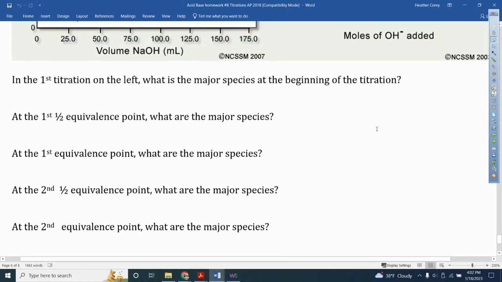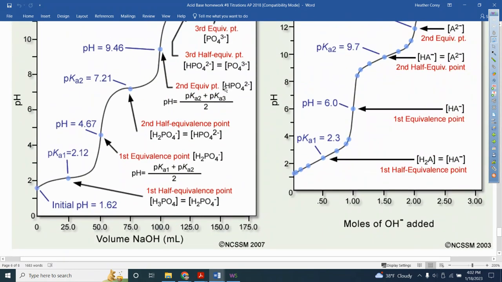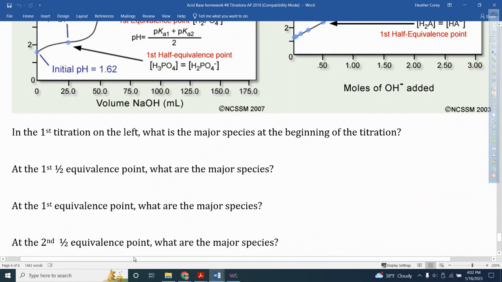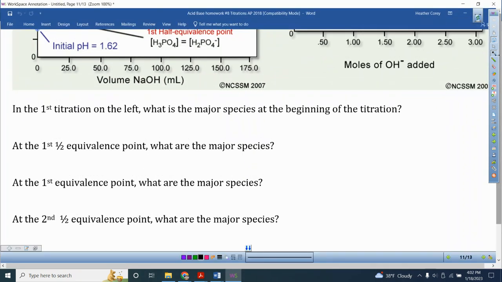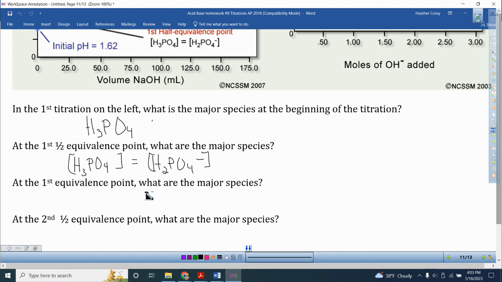Okay, so you should be able to give the major species just depending upon what we put right here. Okay, these are the species here that you need to put for all of these down here. So at the beginning of the titration, we had our H3PO4, and we had NaOH that we were adding. And then at the half equivalence point, we have H3PO4, and we had the H2PO4 minus. Okay, first equivalence point, we had the H2PO4 minus.